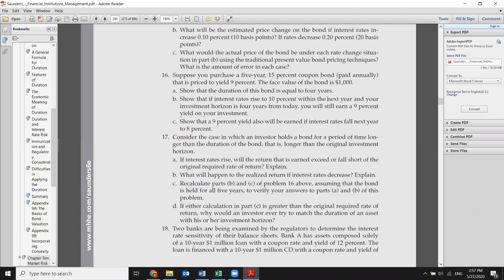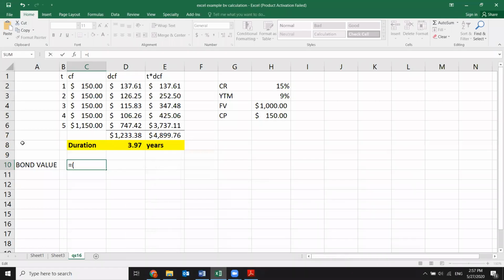Now it's 10% within the next year, and your investment horizon is 4 years from today. That means that you will sell your bond at year 4 and still earn 9% yield on your investment. We want to compare how much money you're going to make on this. So we want to compute the bond value, more specifically, the bond value at the end of the year 4. This is what we are trying to find out.